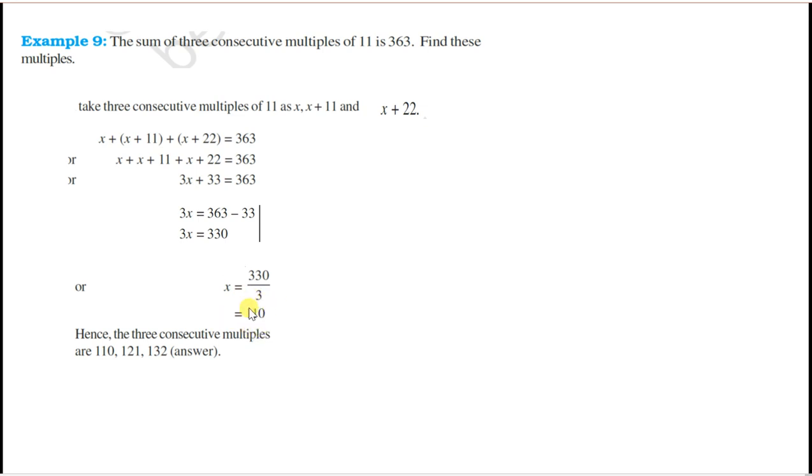So the first multiple is 110. Next will be x plus 11, that is 110 plus 11. Then again add 11 to it. The third multiple is x plus 22, that is 110 plus 22, 132.